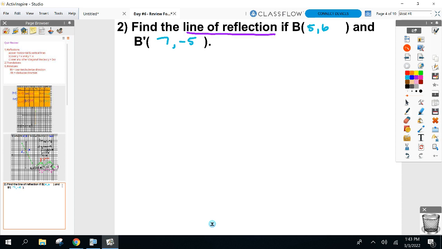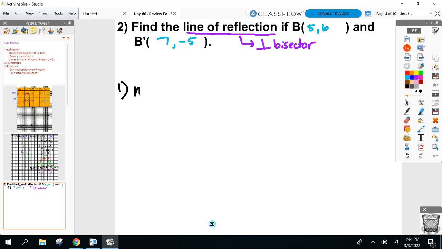That term, line of reflection, can be substituted in for the perpendicular bisector of these 2 points. So that's essentially what I'm looking at. Give me the perpendicular bisector that goes through those two. All right, let's talk about the perpendicular part, slopes. You know they're negative reciprocals, but I need the slope of B prime first.